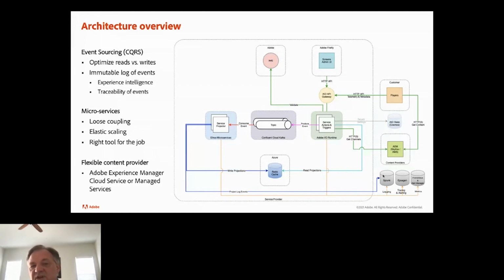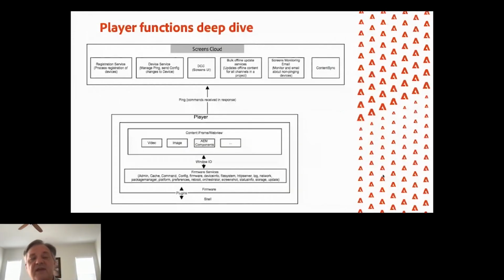In terms of the player functions itself, we talked about Screens Cloud and the registration service, as well as the device service, where we're managing the ping and the configurations, that JSON file that I talked about. We have a Screens UI and device control, where we can look at an inventory list and see the devices in real time, how they're reacting, if there's any issues with them. We're able to look at bulk offline update services. That's what I was just referring to when I was talking about making modifications to that. So it's not a one size fits all. Certain players can take more time, certain players can take less time.